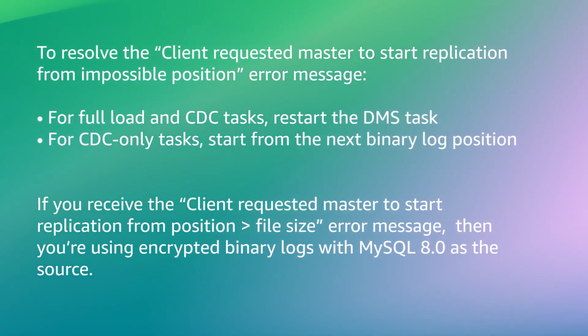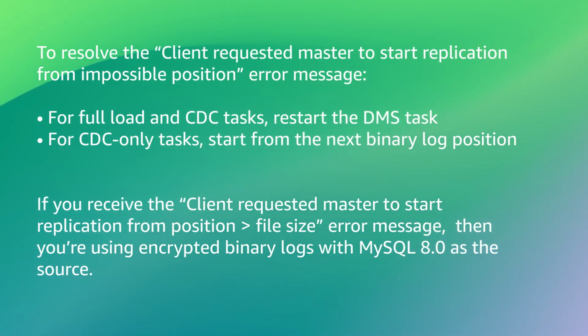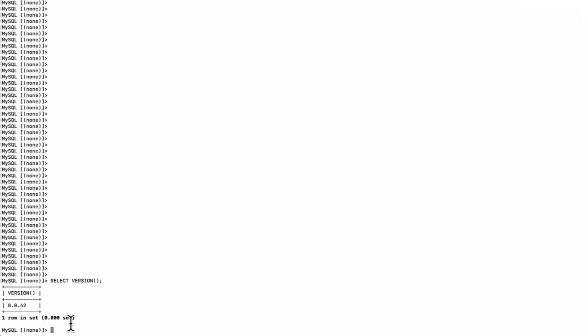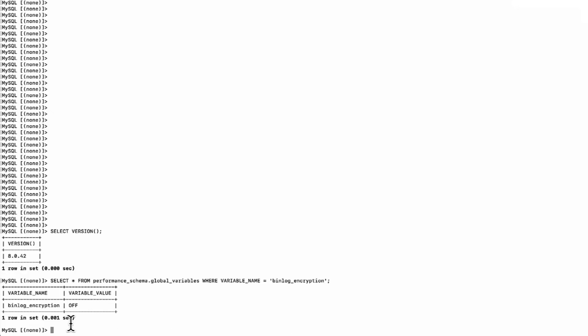And finally, if you receive the "Client requested master to start replication from position greater than file size" error message, then you are using encrypted binary logs with MySQL 8.0 as the source. In this case, AWS DMS can't read the logs at task initialization, so you must turn off binlog encryption before you start the DMS task. Run this command to check whether binlog encryption is on. If binlog encryption is on, run this command to turn off binlog encryption before starting the DMS task.